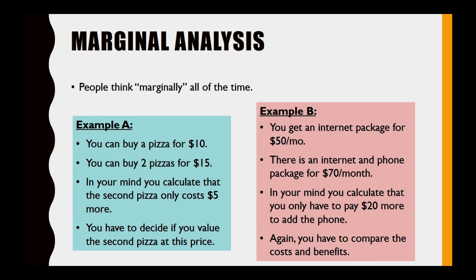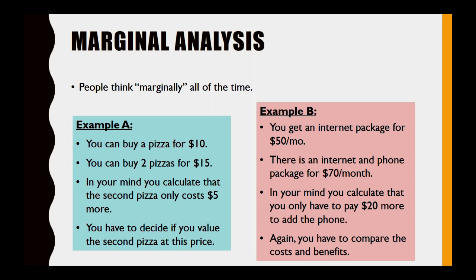Okay. So in both examples, as this says right here at the bottom, I have to now compare the costs and the benefits, right? I know that the first pizza is $10 and the second pizza is going to cost me $5, but I have to think about how much do I value pizza. And I know an internet package is $50 and I can add on for $20 the phone package, but I have to decide what's my value for an internet package, what's my value for a phone package.